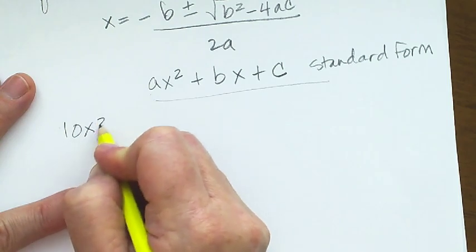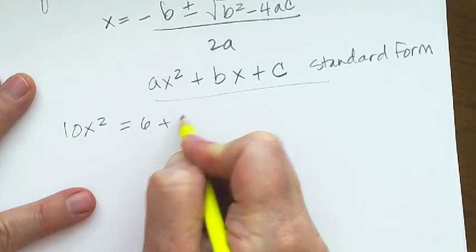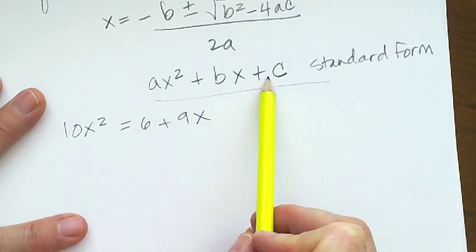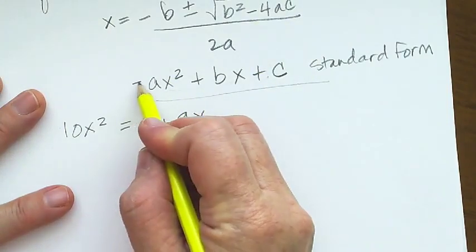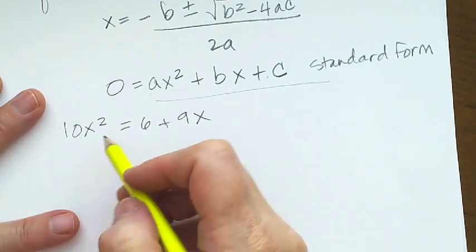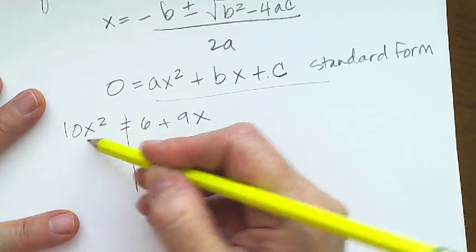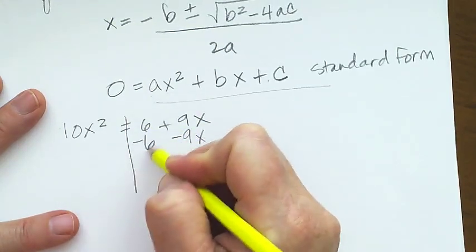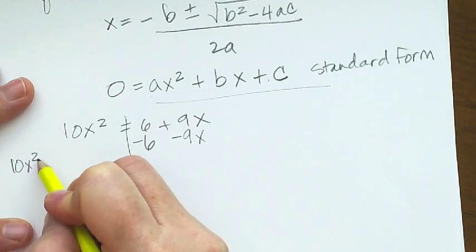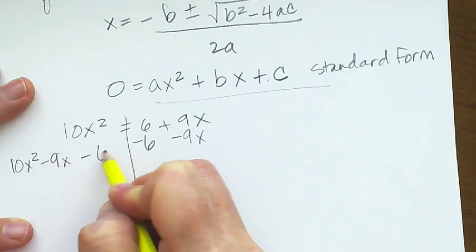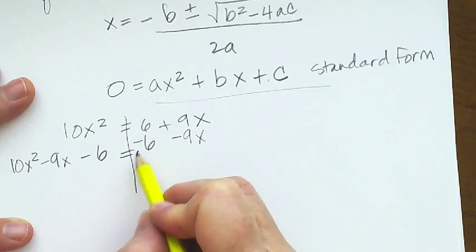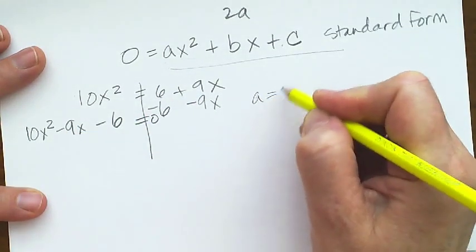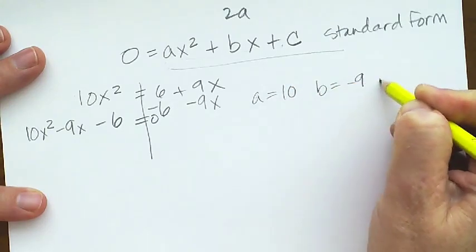So the one I'm looking at is 10x squared equals 6 plus 9x. That doesn't quite look like this, but I can easily make it look like this. Remember, you're saying, when does this equal 0? So I'm going to move the 6 and the 9x to the left side. So minus 9x and minus 6 would give me 10x squared minus 9x minus 6 equals 0. So in this case, a would be 10, b would be negative 9, and c would be negative 6.